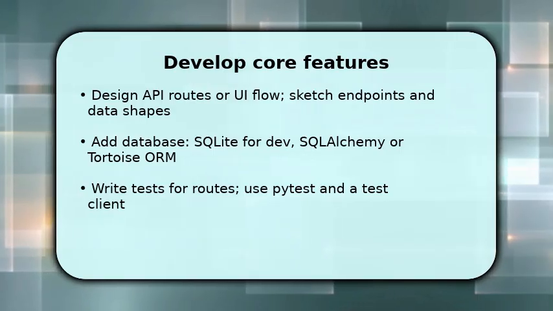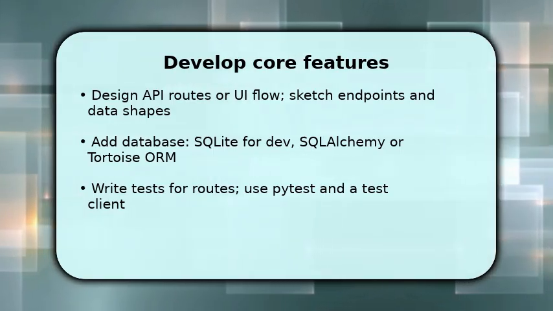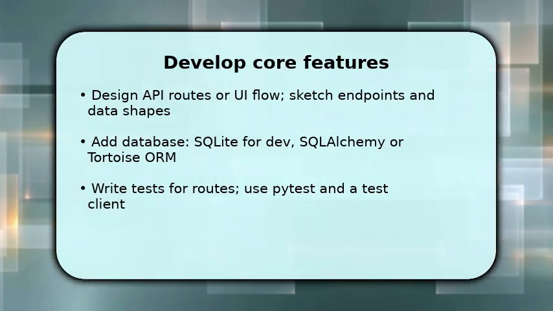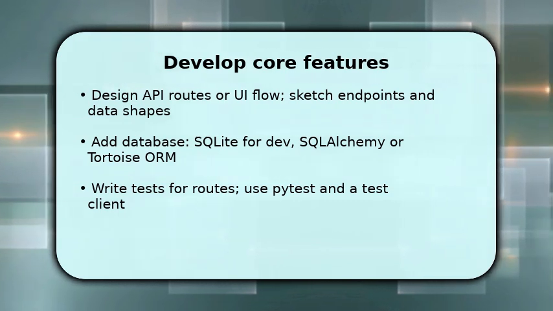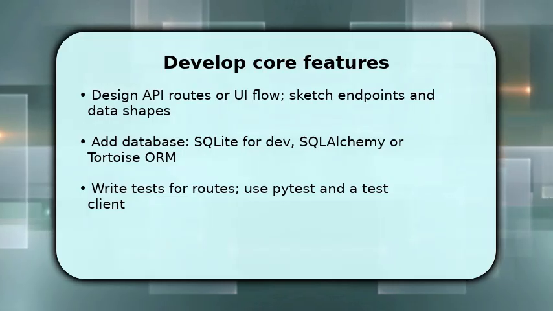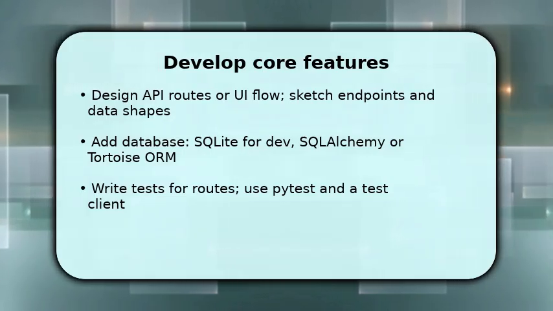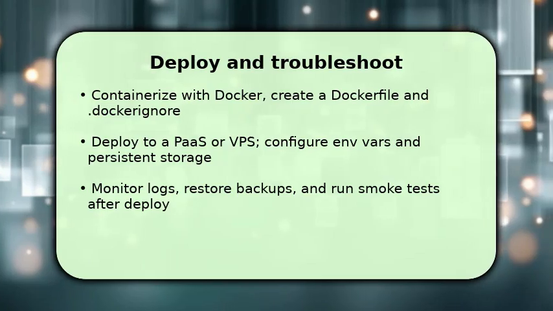They prevent regressions. As you implement, refactor into modules and add logging, so you can trace behavior when things diverge from expectations. You finish by packaging and deploying. Create a Dockerfile, build an image, and push to your registry.